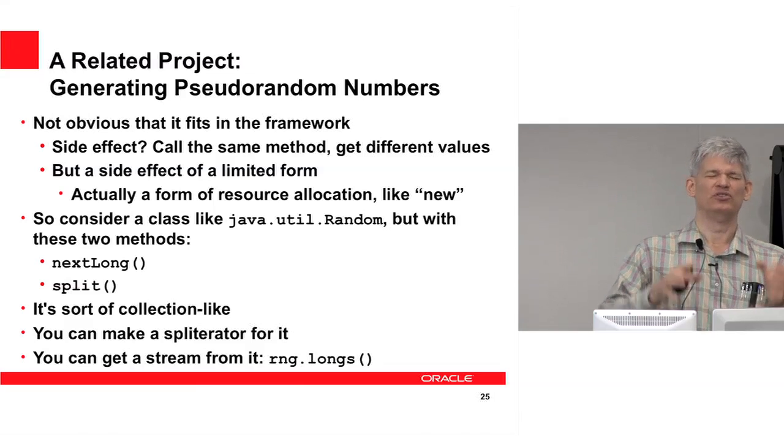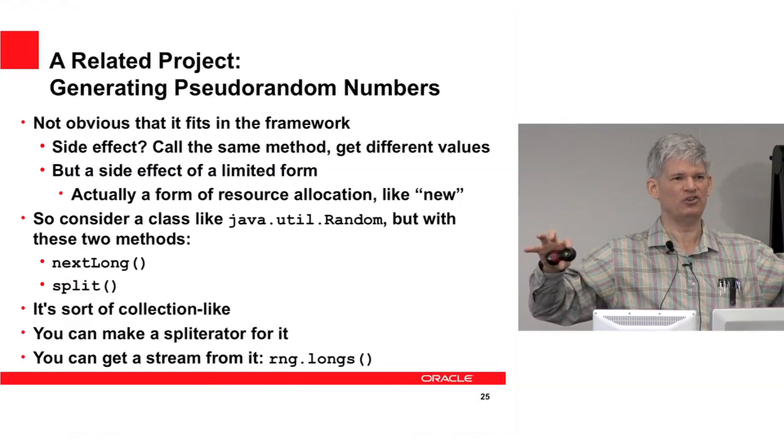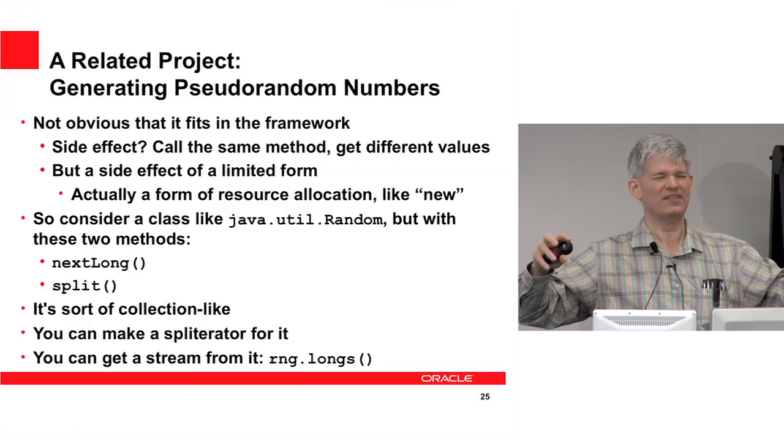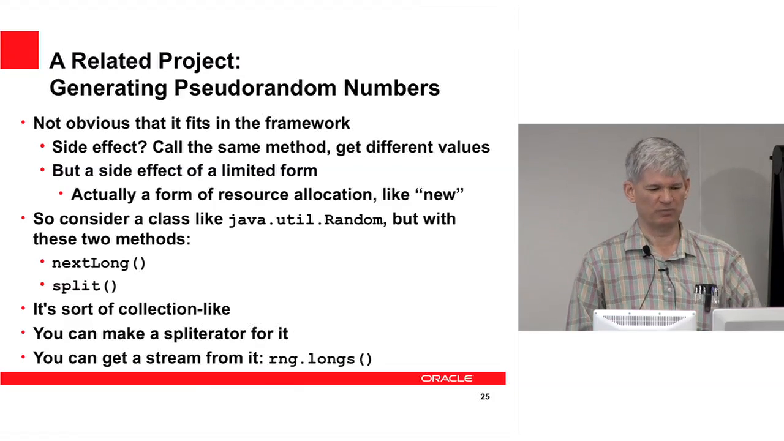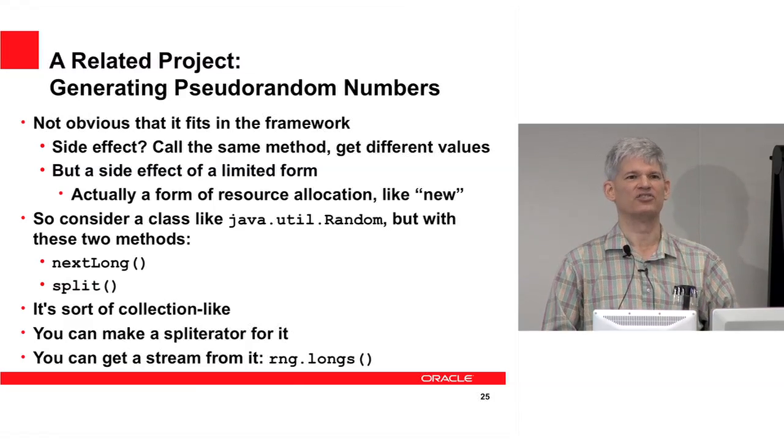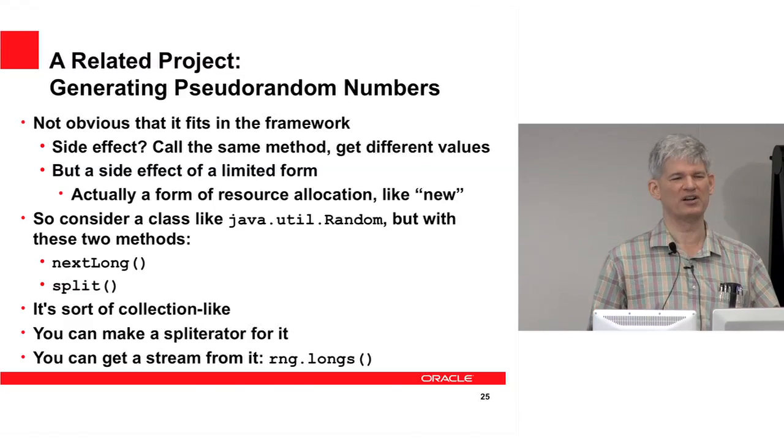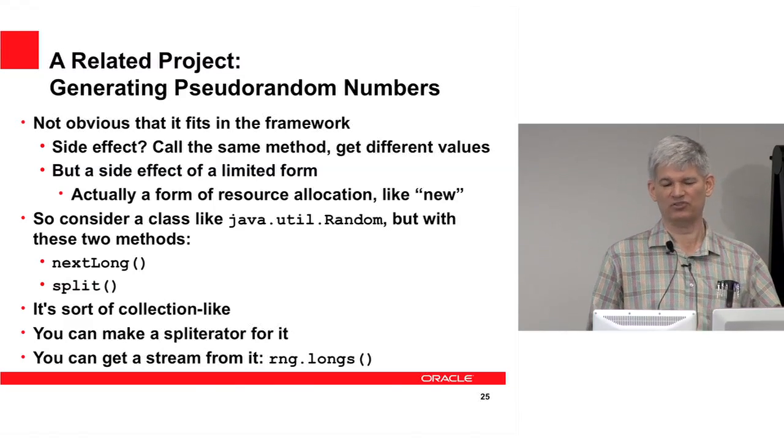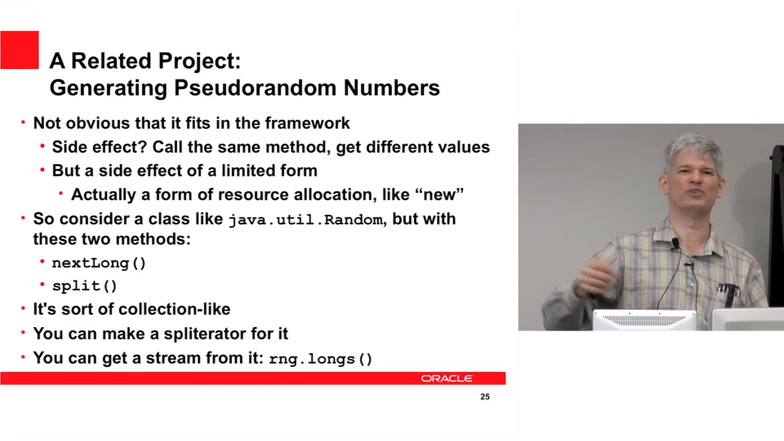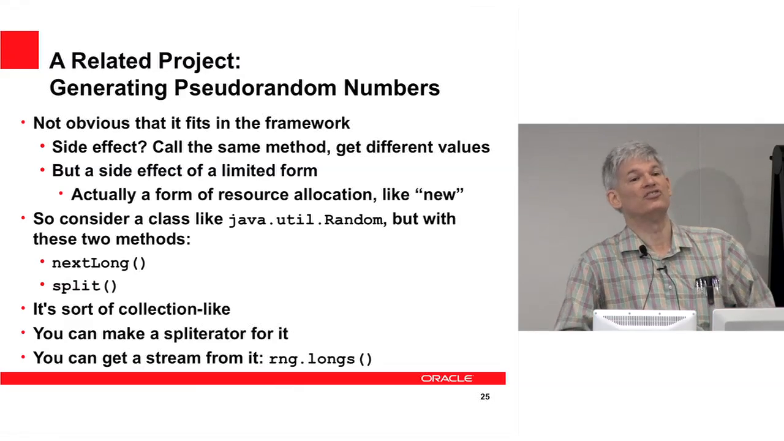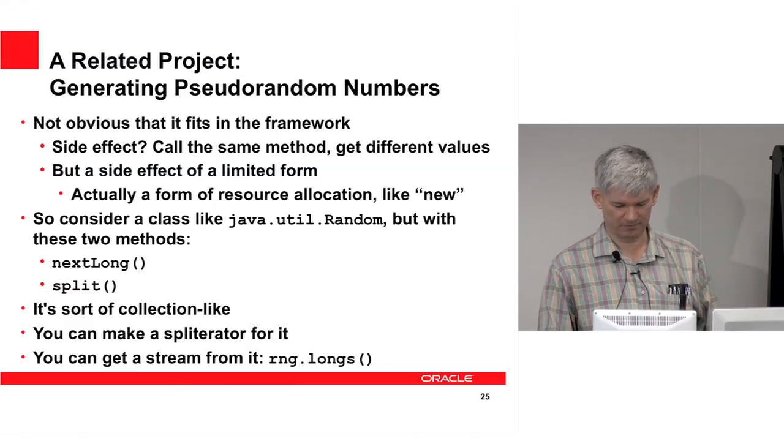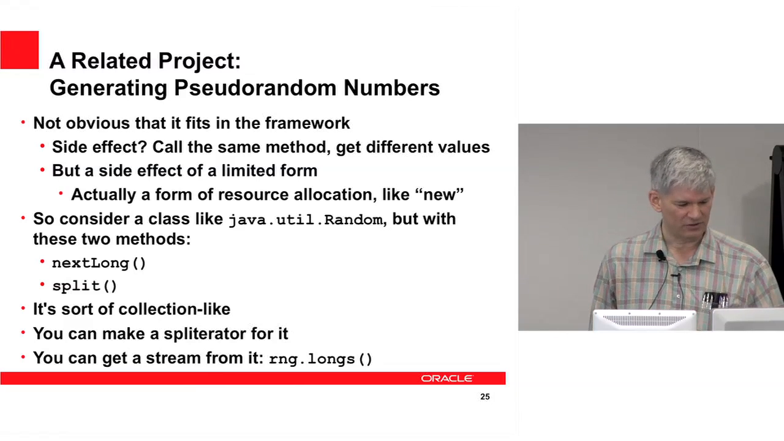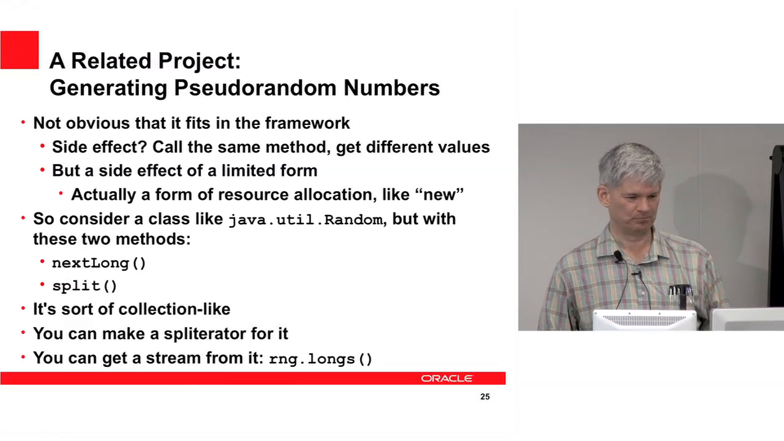And one of the things we're going to be able to do is to take this collection and split it in 2 pieces so that each one can then in turn be used as a source from which to draw random numbers. And we'd like to be able to do this splitting recursively. So it's sort of collection-like, and with this interface you can make a splitterator for it, and you can get a stream from it. So you can say, hey, random number generator, give me a stream of longs. And now I can use this in stream expressions and process it with map and reduce and all that stuff just the way I would anything else. And this turns out actually to be surprisingly effective.